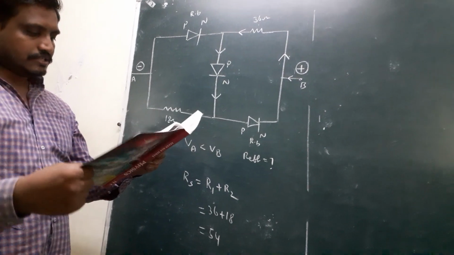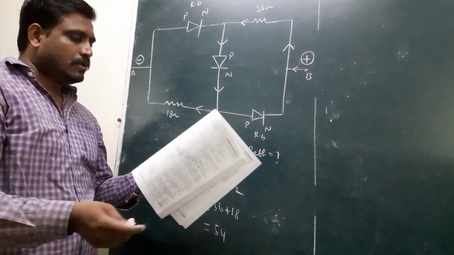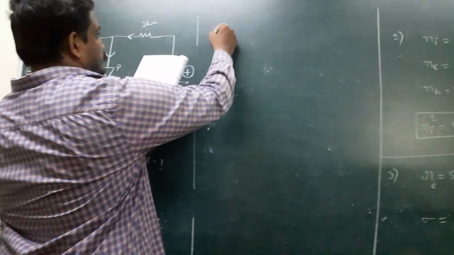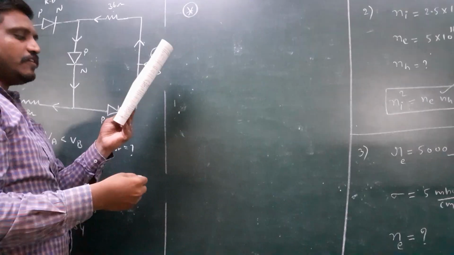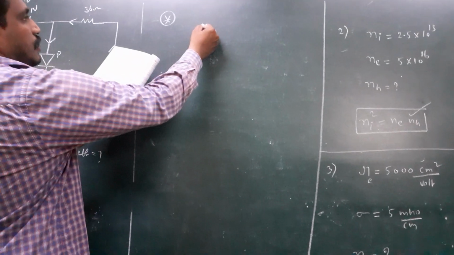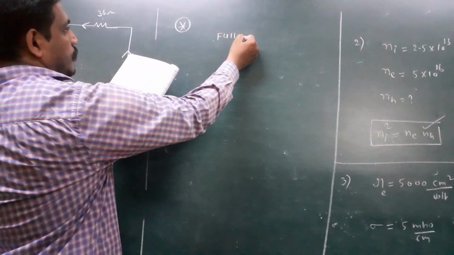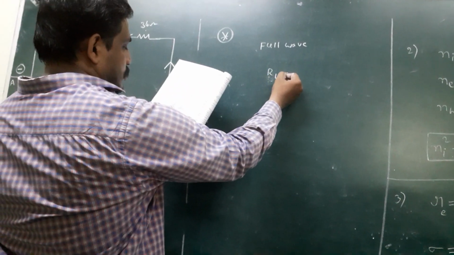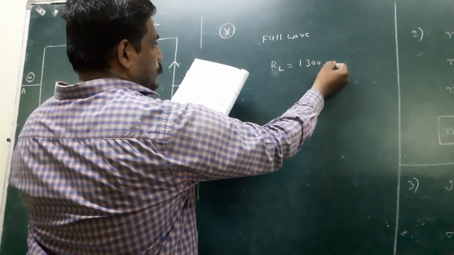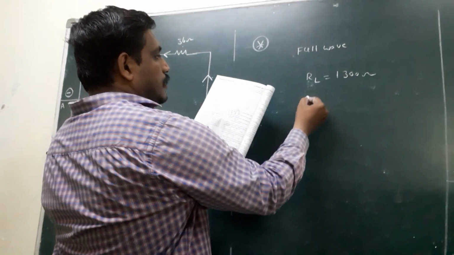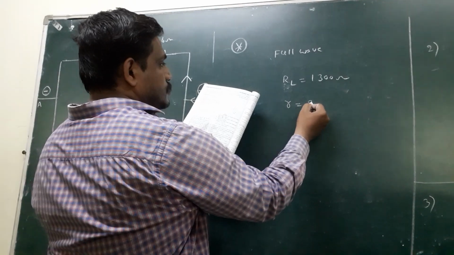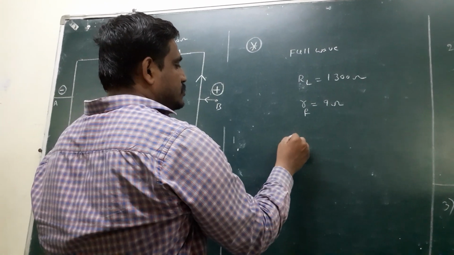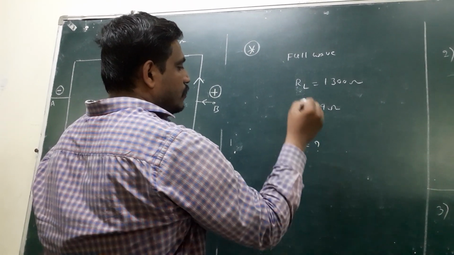Next, I discuss some more models. Here a full wave rectifier is given. It is a keyword in the problem. The load resistance RL is 1300 ohms. The internal resistance of each diode is 9 ohms. Find the efficiency of the full wave rectifier.